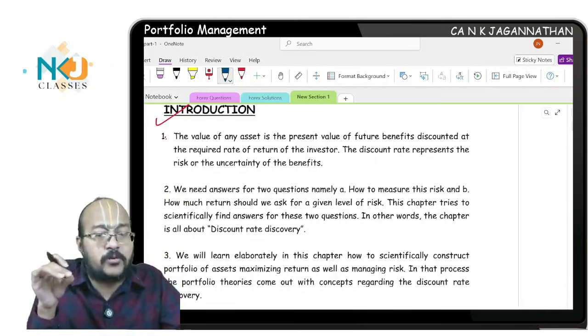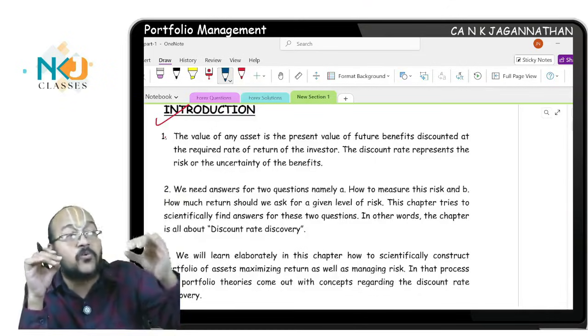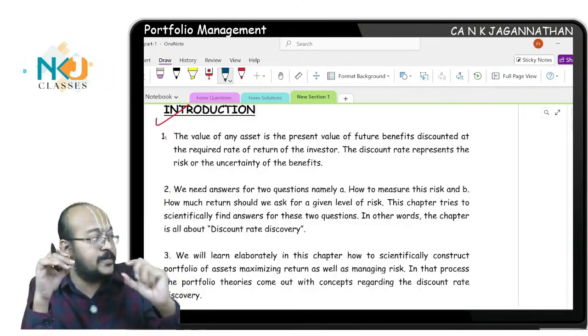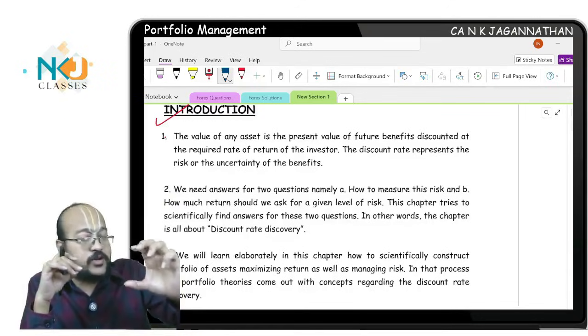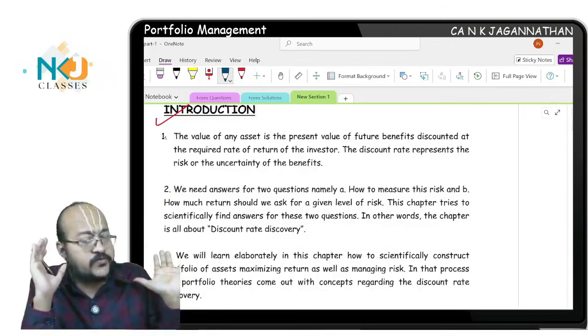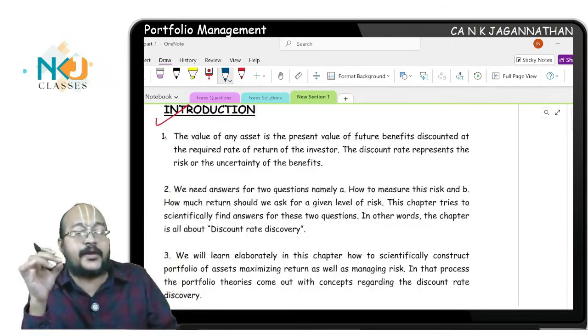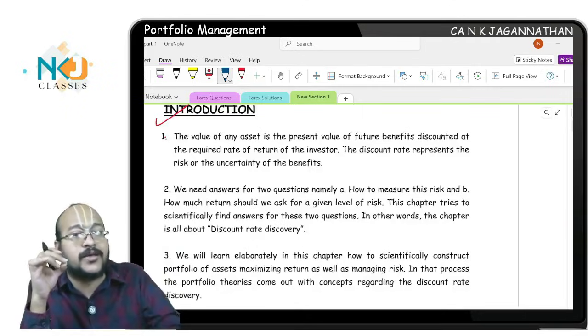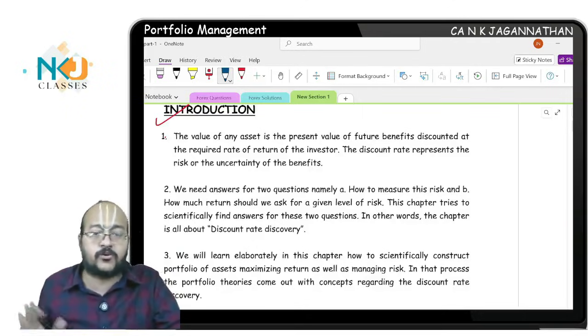Now what is this chapter all about? This chapter is all about discount rate discovery, which means what is the required rate. You were told we should consider the required rate and discount these cash flows. What is the rate which should be taken for discounting these cash flows to arrive at the value of any asset? This is what we are going to predominantly discuss.